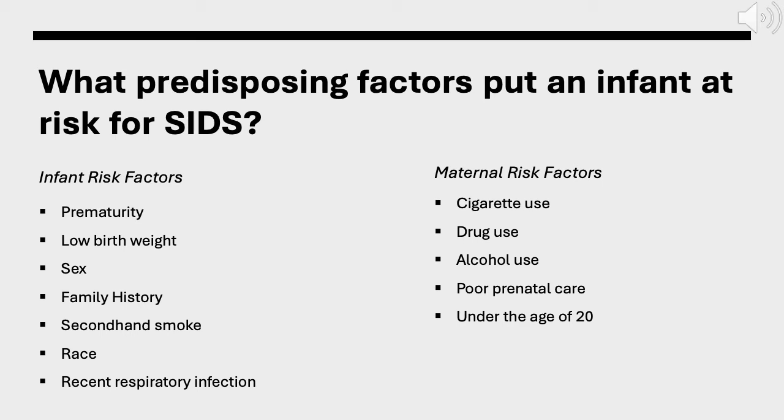The sex of the baby: boys are more likely to be at risk for sudden infant death syndrome. A family history of a sibling who has died of sudden infant death syndrome would increase the risk. Exposure to secondhand smoke. Race: non-white, non-Hispanic infants are at a higher risk. This can be related to a lot of things such as access to prenatal care. And then also an infant who has recently had a respiratory infection is at a much higher risk for sudden infant death syndrome.